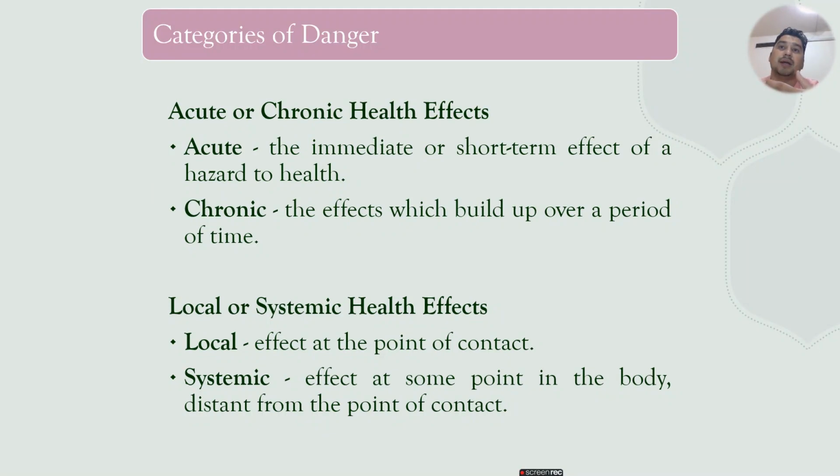But if it is chronic, the effects which build up over a period of time, it may take 5 years or it may take 10-15 years to come to know that yes, there are health issues related to that particular hazardous substance. Then we have the local or systemic health effects. Local effect at the point of contact. Whenever any substance comes into contact with the body, that's called local effect at the point of contact. Then we have the systemic effect at some point in the body distant from the point of contact.